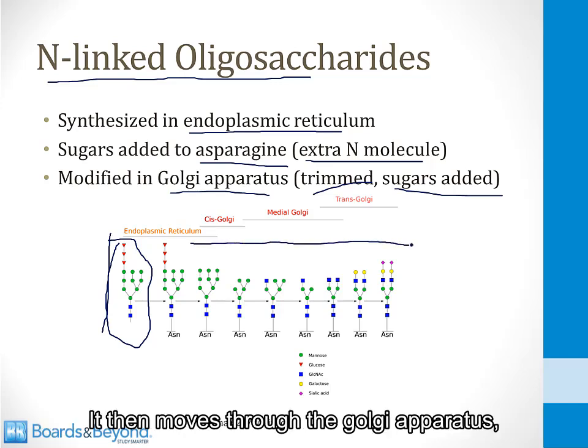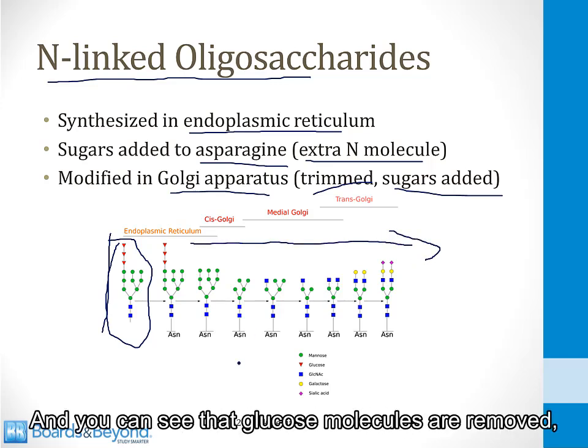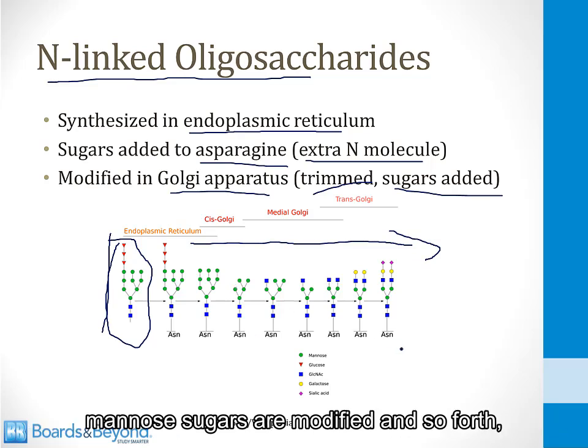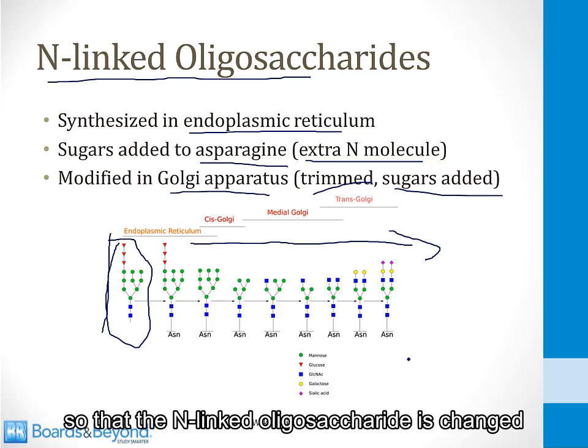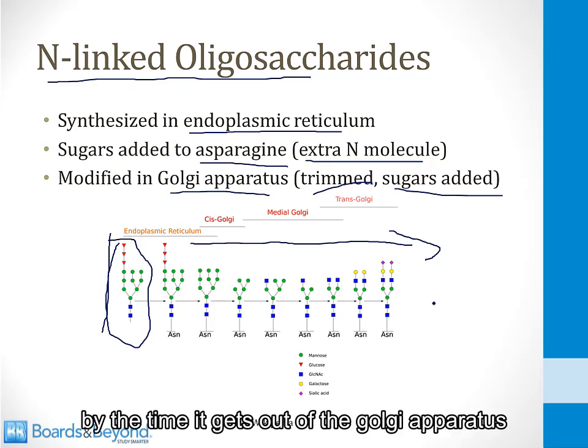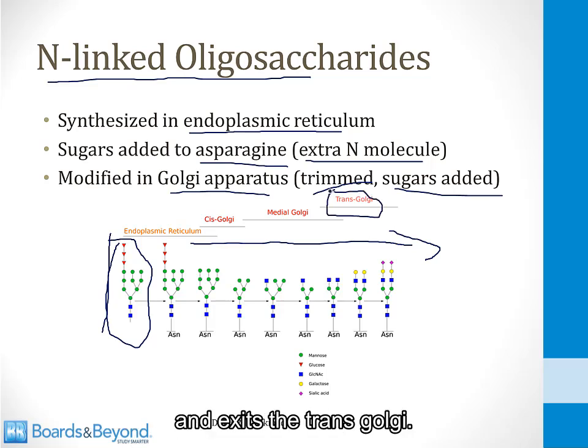It then moves through the Golgi apparatus going from left to right, and you can see that glucose molecules are removed, mannose sugars are modified, and so forth, so that the N-linked oligosaccharide is changed by the time it gets out of the Golgi apparatus and exits the trans-Golgi.